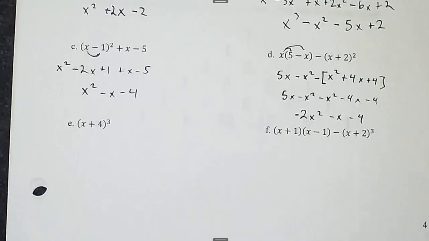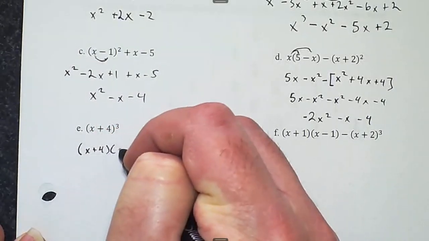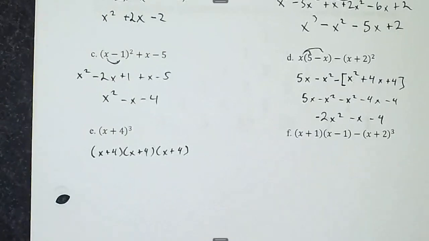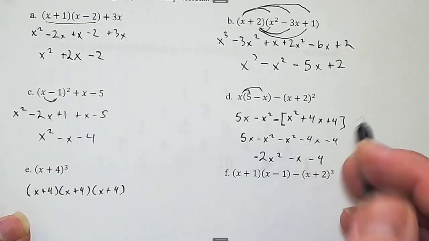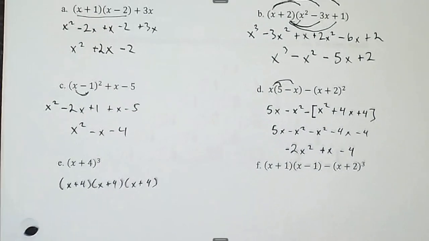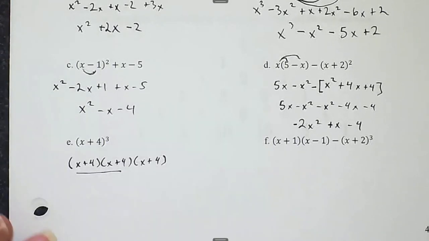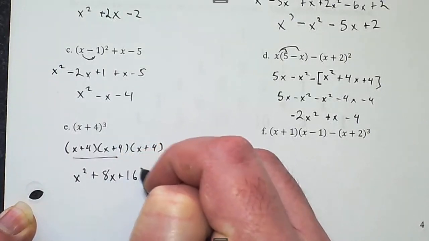Okay, now we have x plus 4 cubed. So to do that, I need to do x plus 4 times x plus 4 times x plus 4. This should be a positive x, and you are correct. Thank you very much. Yes, that should be a plus x. All right, let's multiply that together. That's just squaring it, right? We know what that becomes. It becomes x squared plus 8x plus 16.